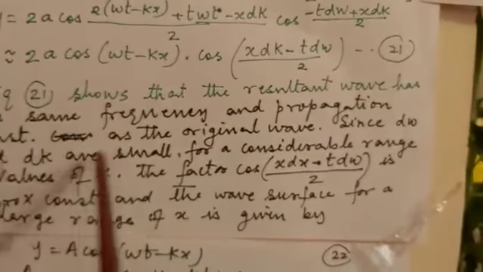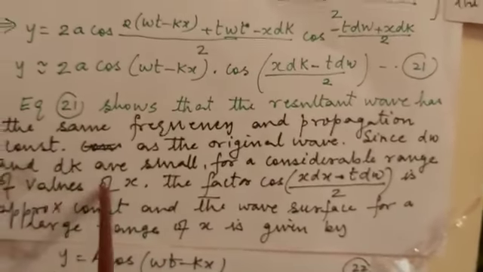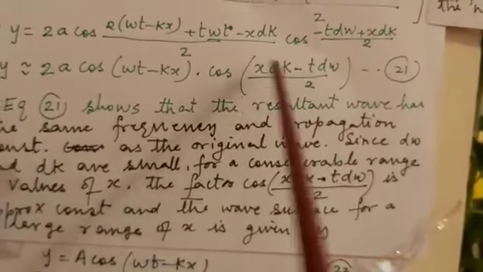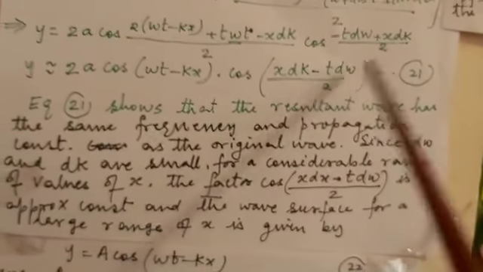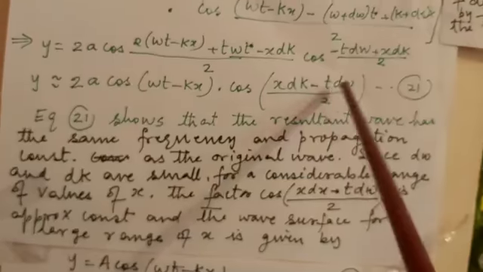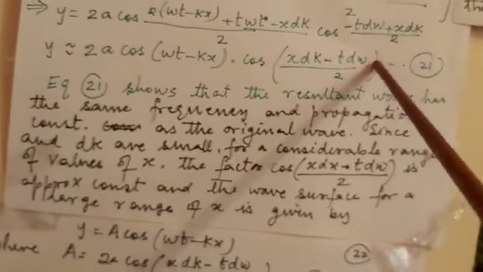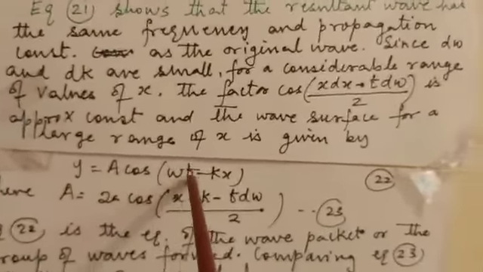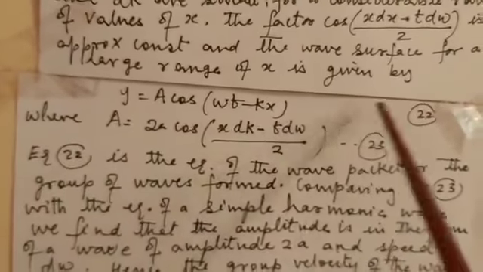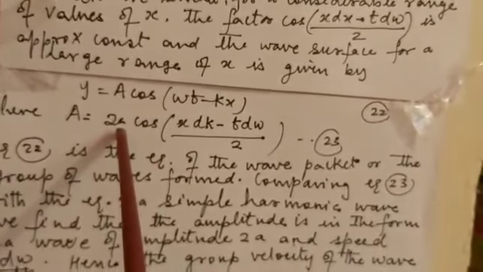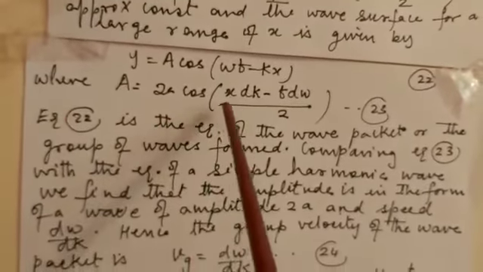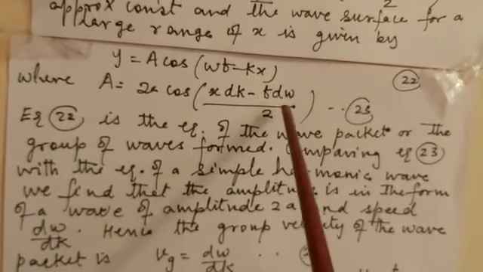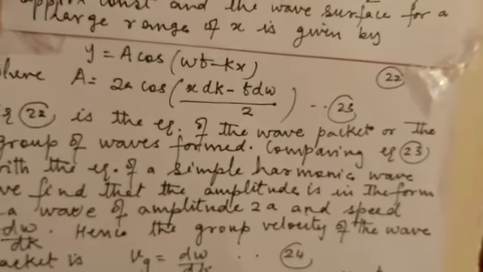Since dω and dk are small for a considerable range of values of x, the factor cos((x dk − t dω)/2) is approximately constant, and the wave surface for a large range of x is given by y = A cos(ωt − kx), and this is my equation number 22, where A is constant, that is equal to 2a cos((x dk − t dω)/2), and equation number 23.